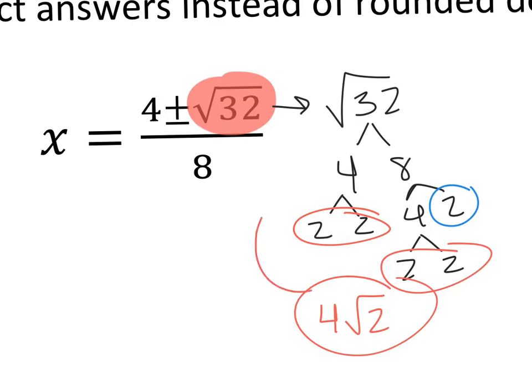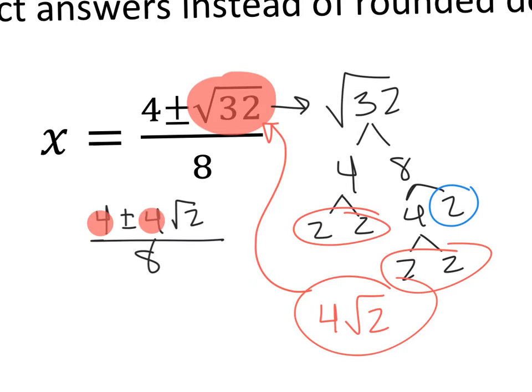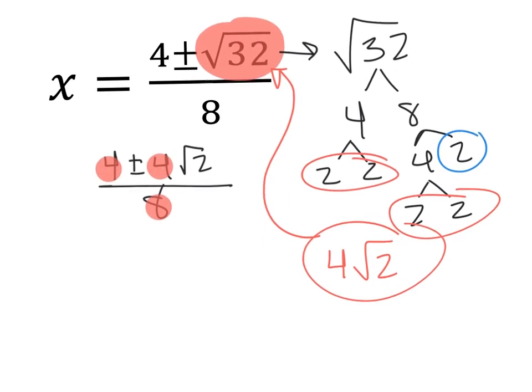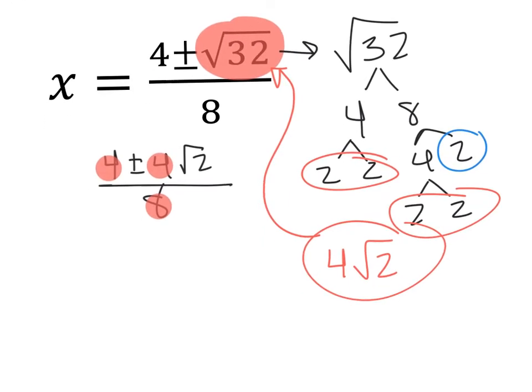Now that is going to replace the radical 32. So now what I have is 4 plus or minus 4 radical 2 over 8. And now that I have simplified the radical, I can see that each piece here is actually, I can factor something out. They're all divisible by the same number. So I can take this and just say, hey, I'm going to divide everything by 4.